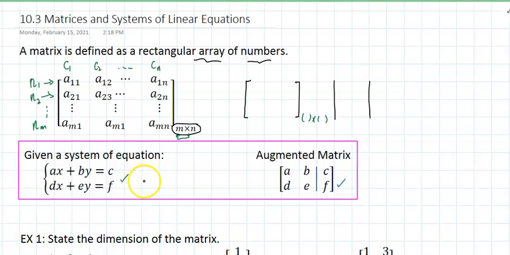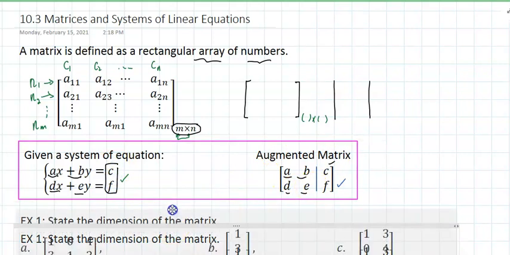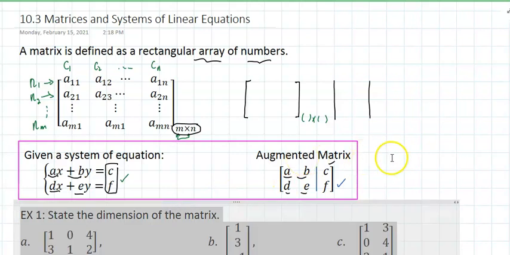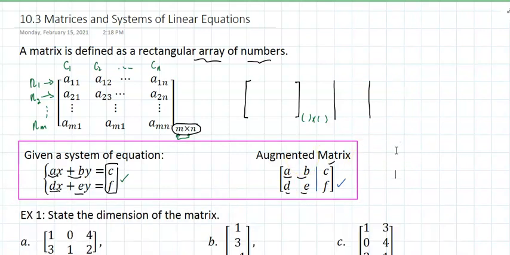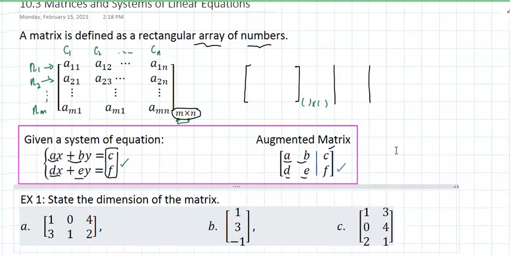So I could take a system, and you notice the coefficients are right there, and the constants are right there. So a couple of things we need to really figure out. The goal in this first video is just to get you acquainted with this. We're not going to fully finish this until the next video.